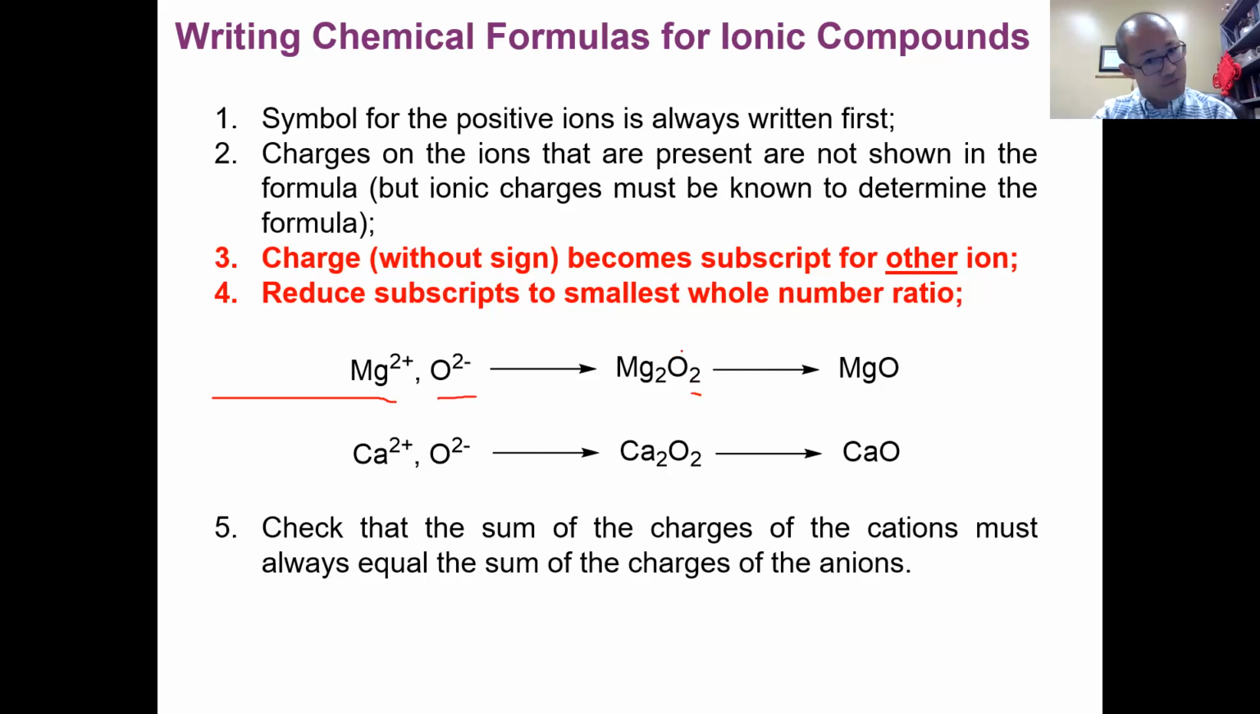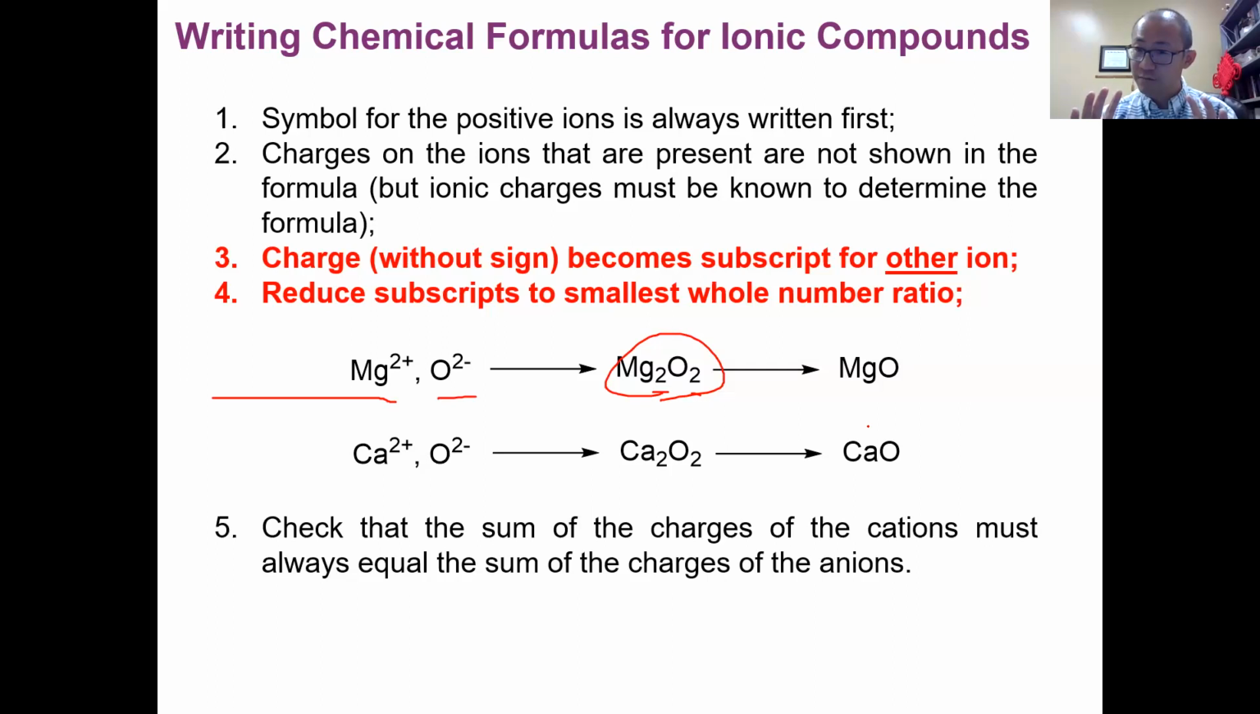The charge of the oxygen without the sign becomes the subscript of magnesium. The charge of magnesium without sign becomes the subscript of oxygen. So the formula is Mg2O2.